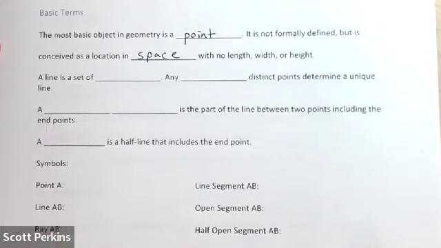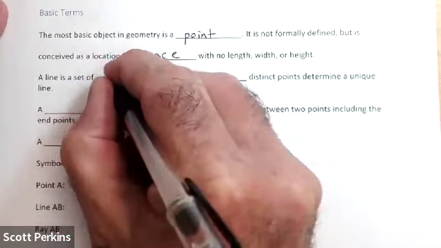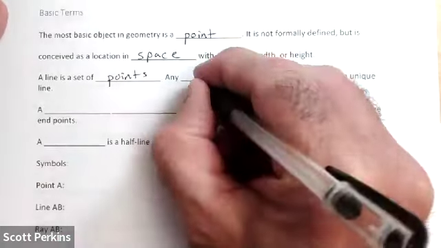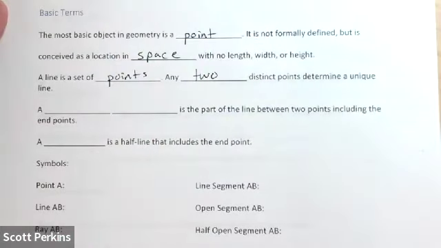And so we get to what's called a line. We've used the word line. We know by seeing it what a line is, but to define a line, we would say a line is a set of points, and any two distinct points determine a unique line. The thing about a line is a line extends forever in both directions. Once you've connected your two distinct points, the line goes and goes and goes.